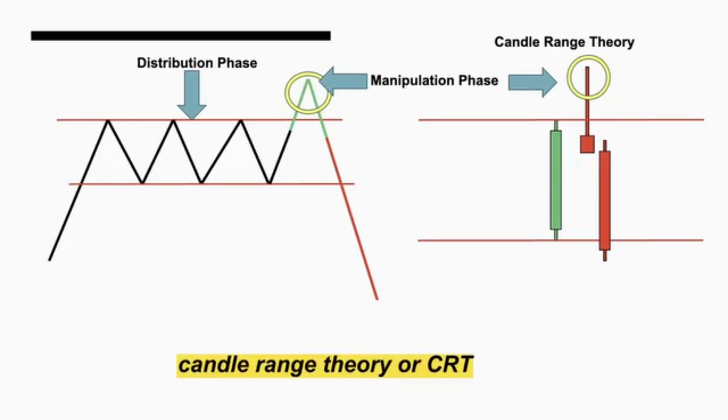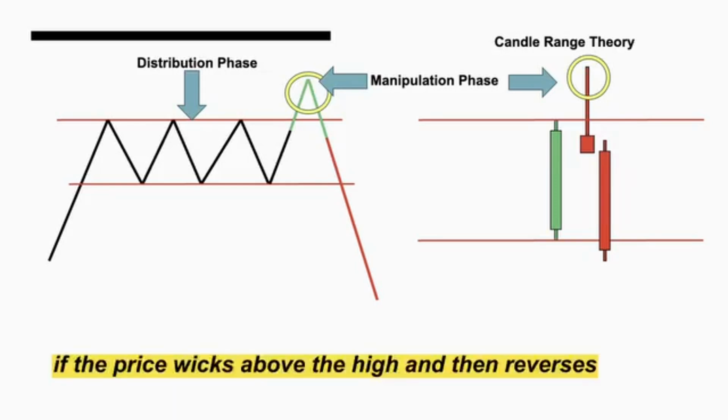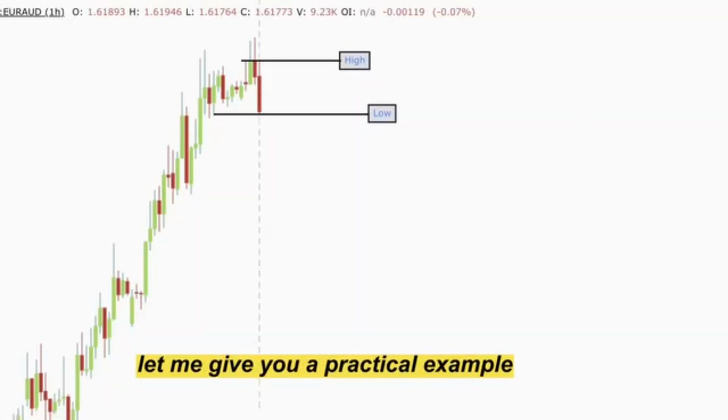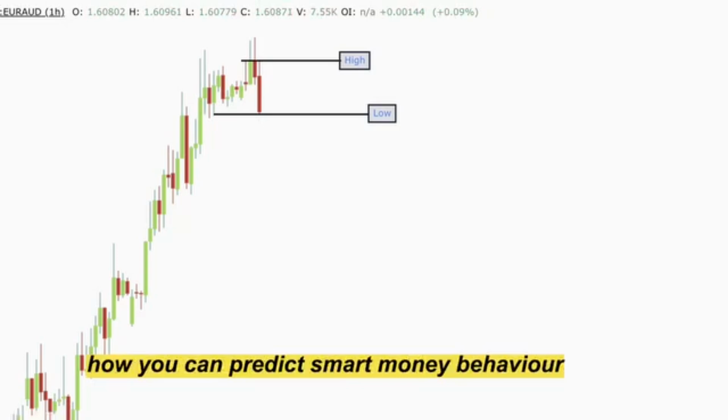The sharp reversal that follows confirms the distribution phase. Candle range theory, or CRT, helps us recognize this setup by focusing on price action near the high of the candle range. If the price wicks above the high and then reverses, it's a clear sign that smart money is distributing their positions. Let me give you a practical example to understand how you can predict smart money behavior before they even act.